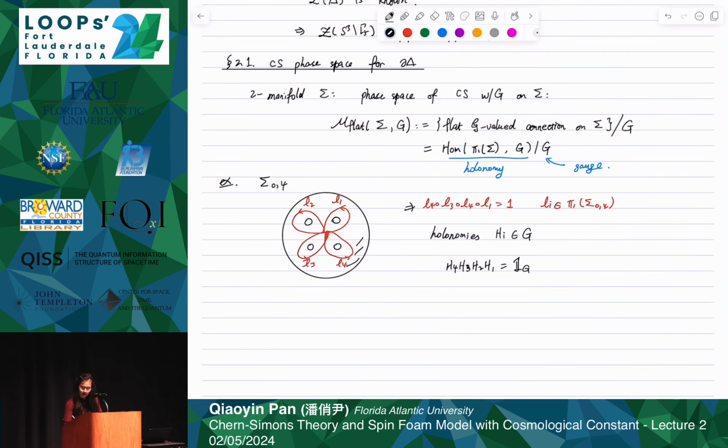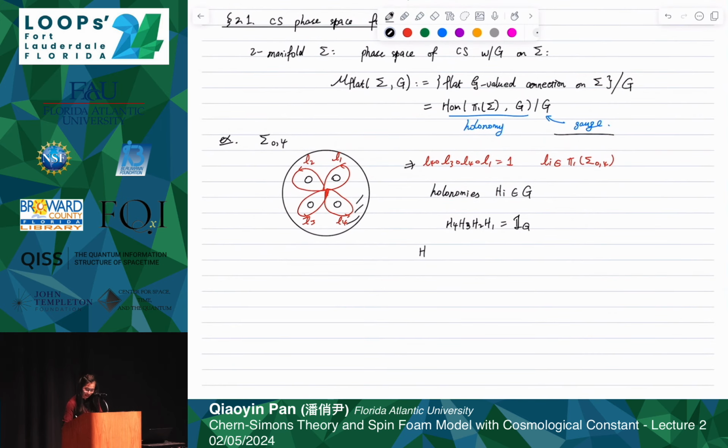And this quotient is by gauge, so we know that the gauge transformation is Hi goes to g Hi g inverse, for any g in this gauge group. And this is nothing but changing the base point, the base point used to define all the H. If I change the base point to another point, that is the gauge transformation. Okay, now this is just an example to explain what the moduli space of flat connections is.